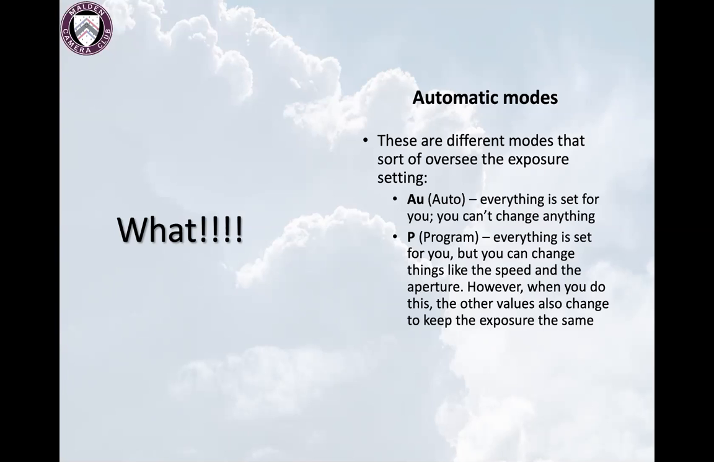The camera does all the thinking, you just point, focus, and go. That's it. You can't change anything. Program mode, everything is set for you. You can change things like speed and aperture. But when you do this, all the other values change outside of your control to keep the exposure the same.